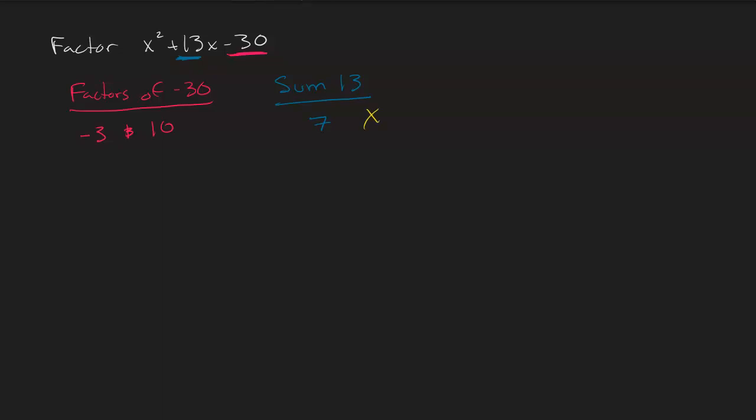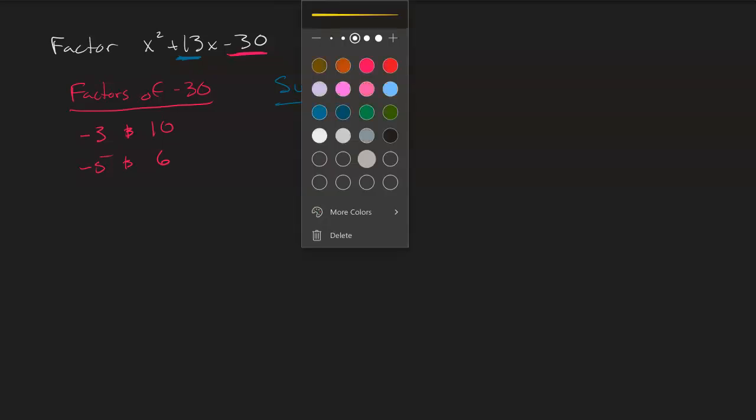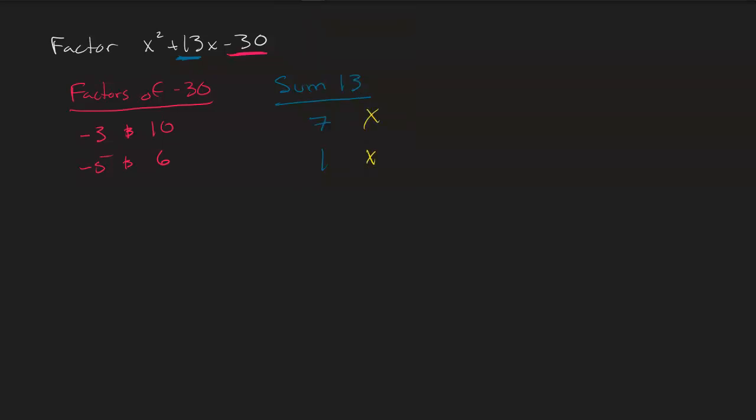Put an X next to that. How about negative 5 and positive 6? Okay, negative 5 times 6 is negative 30, but when I add them together, I get 1. That doesn't work. Okay, sorry, it's glitching. Okay, there we go. Let's find another one. How about negative 30 and 1? Okay, negative 30 times 1 is negative 30, but when I add them together, I get negative 29.